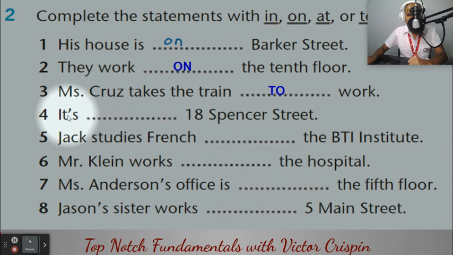Number 4, it's blank space 18 Spencer Street. In this case, the preposition is at. We are talking about an address. Here we have the number of the house, which is 18, and then we have the name of the street, Spencer. Let's continue with number 5.